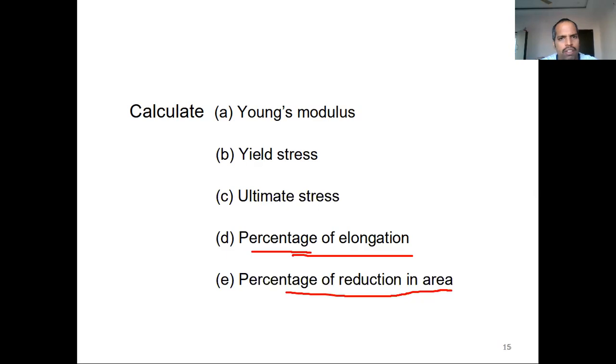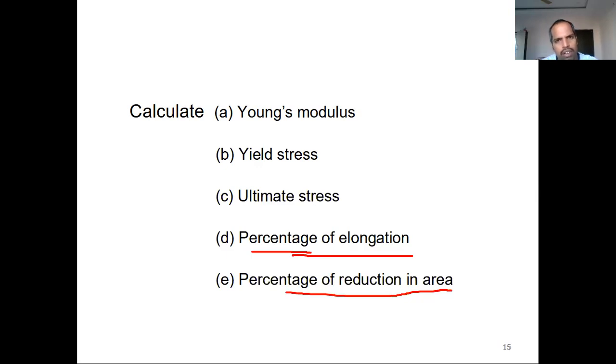The second one is very simple, yield stress. The load at yield point, 80 kilonewtons, is given directly, divided by the initial area of cross section using the initial diameter. Then you can calculate the yield stress. Similarly for ultimate stress, the load at the ultimate point is given, divided by the area of cross section. That will give the ultimate stress.